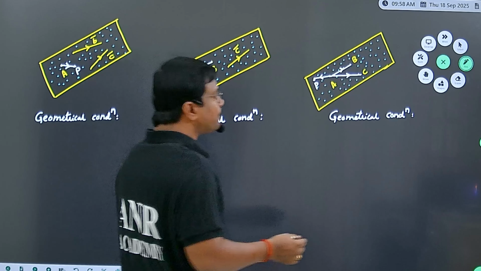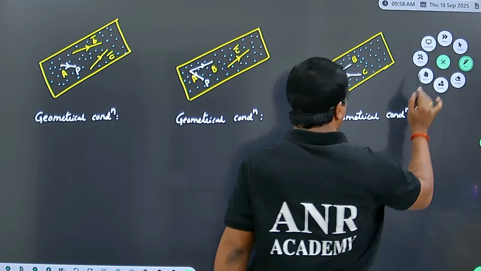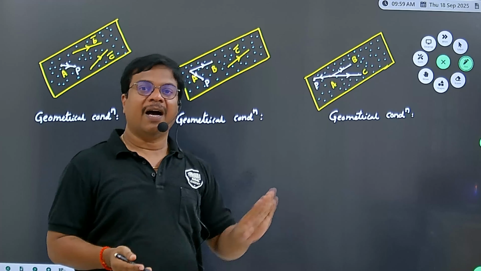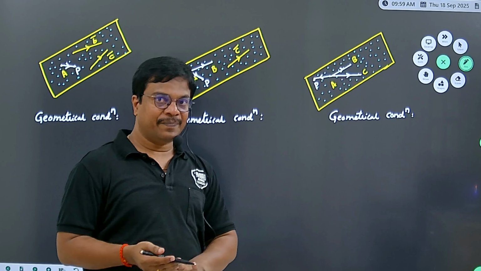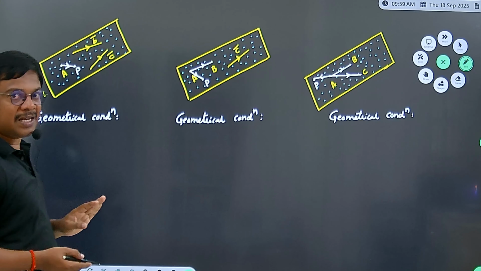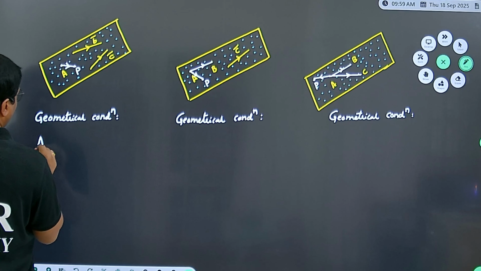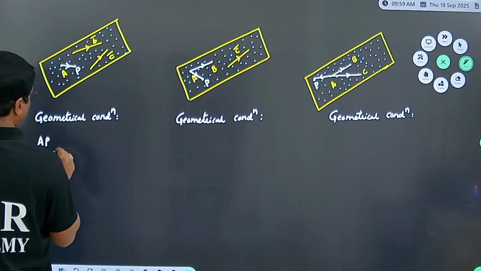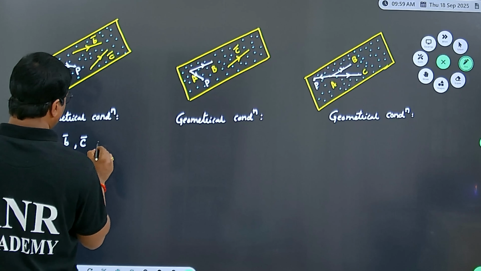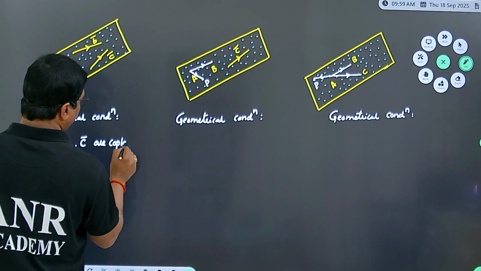Now, whenever three vectors lie on the plane or are parallel to the plane, then we know that these three vectors are coplanar. So I can write here the geometrical condition: AP and B bar, C bar, they are coplanar.